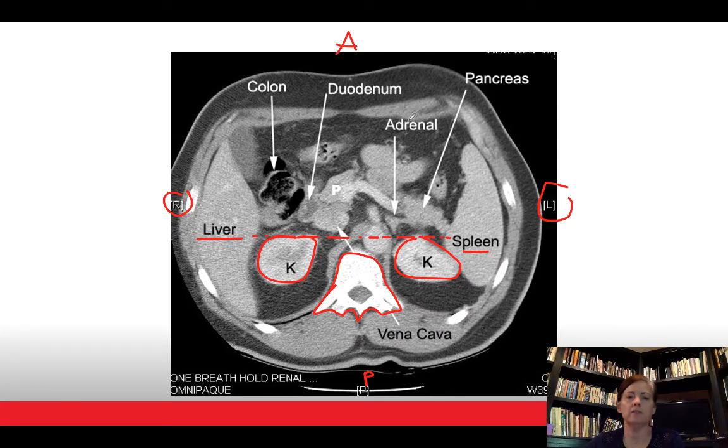And here anterior to them, we've got all the rest of the organs of the abdominal cavity. But kidneys are very posterior. They lie almost in line with the spine. So I just think that's interesting to kind of see where they are in relation to other organs.